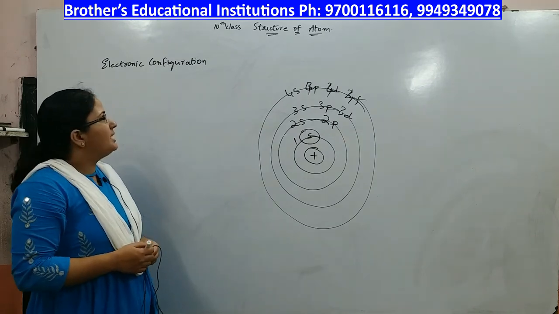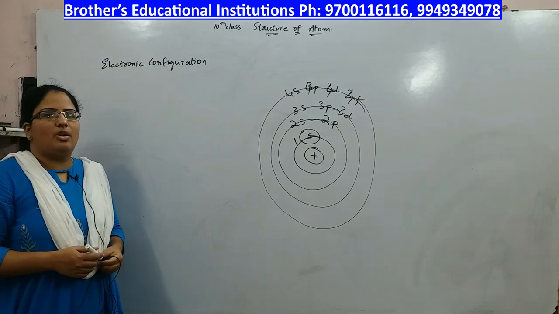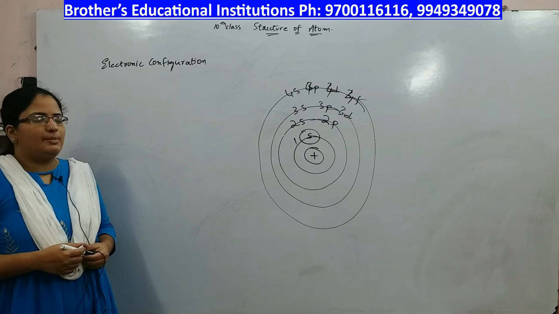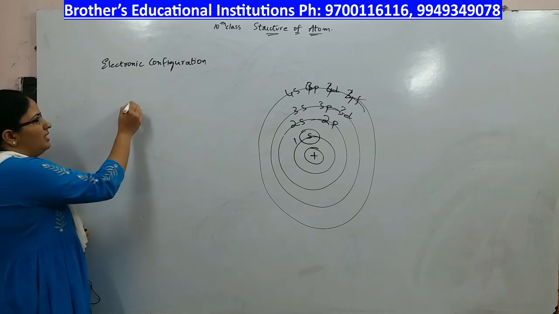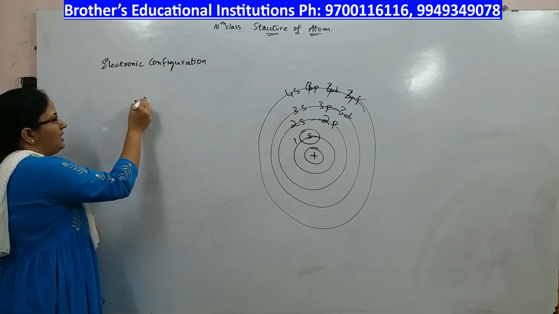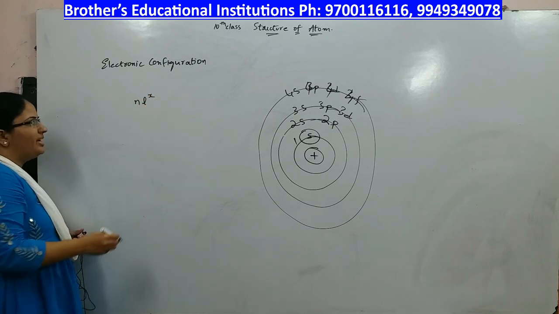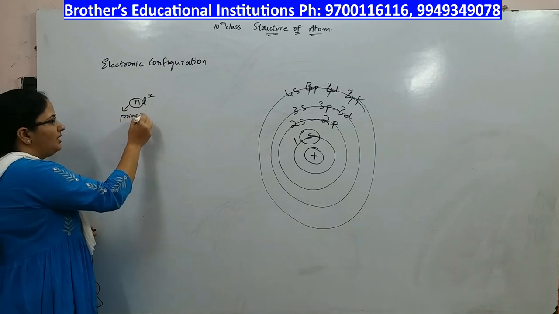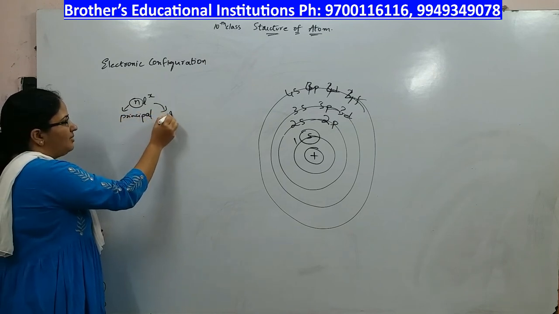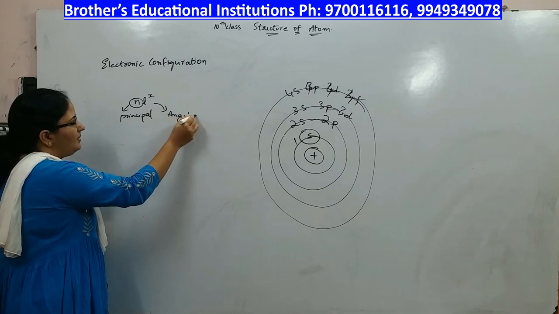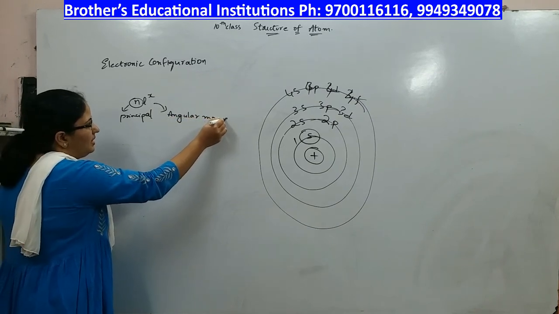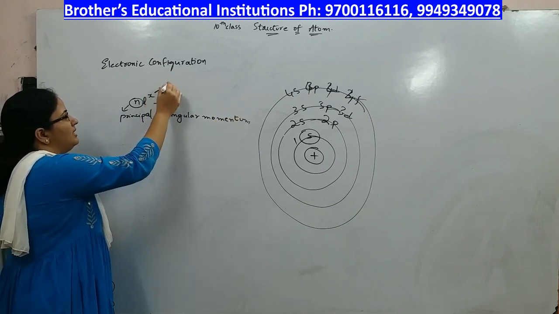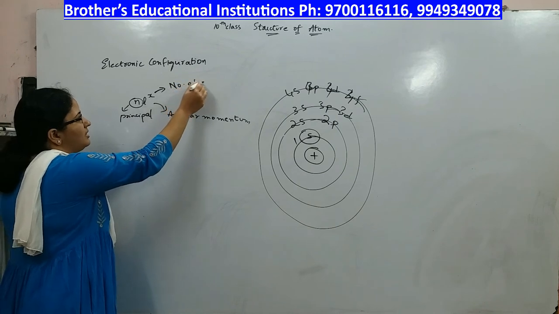Now, our next topic is electronic configuration. Electronic configuration, as I told you, is a systematic arrangement of electrons in the respective orbits. You can denote it using a method called the nlx method, where n is the principal quantum number, l is the angular momentum quantum number, which represents the subshell, and x denotes the number of electrons.